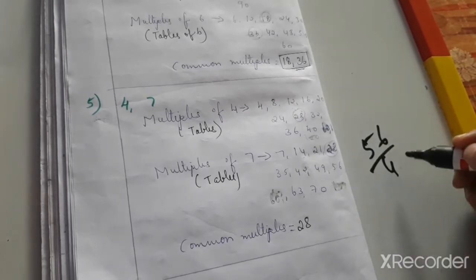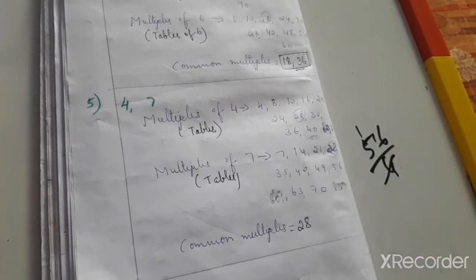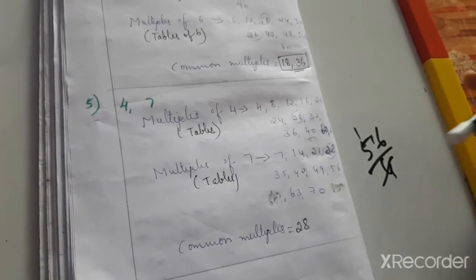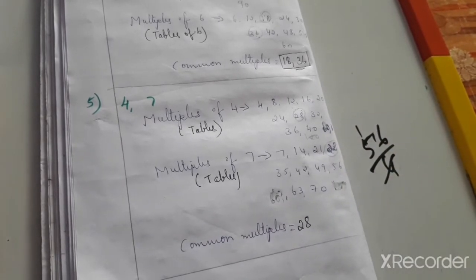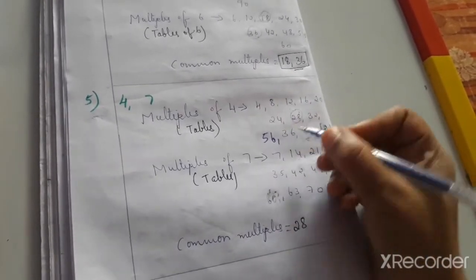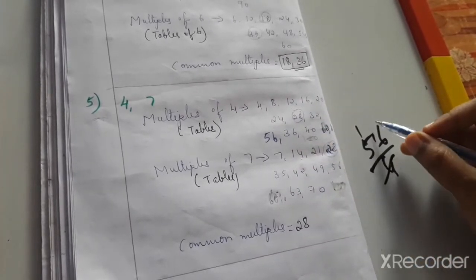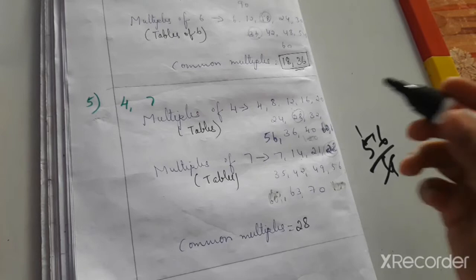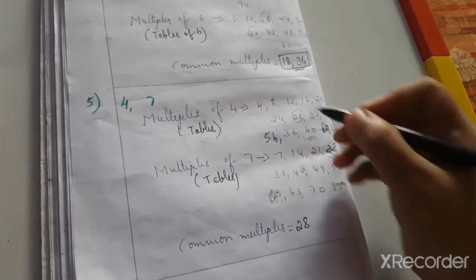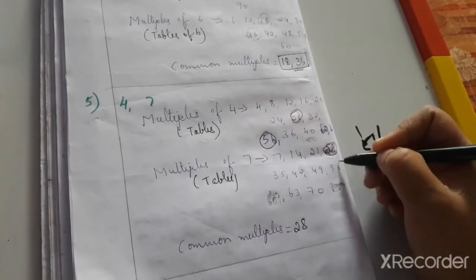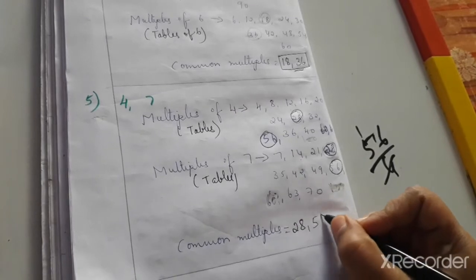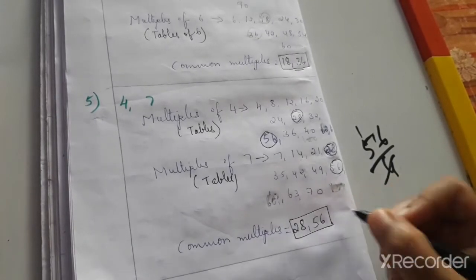56 divided by 4, 14 fours are 56. So 56 is also here, because 4 fours are 16, and 14 fours are 56, which is a common multiple. 28 and then 56, two common multiples. We want two common multiples. So 28 and 56.